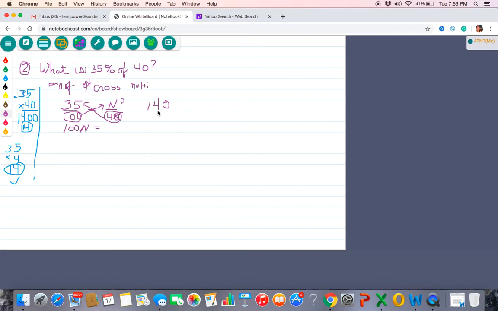So we need to train our brains. If your brain didn't do that, that's okay. You can also think about it this way. 4 times the 5 in the ones column is 20. And 4 times the 30, yeah, in the tens column, 3 of them, so 30 is 120. And 120 plus 20 is 140.